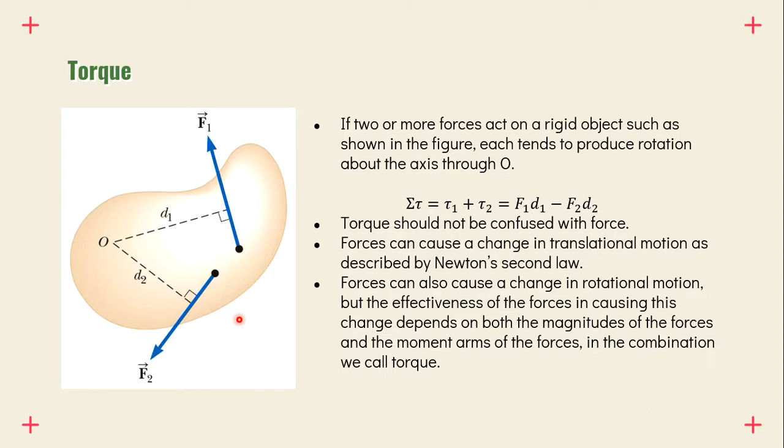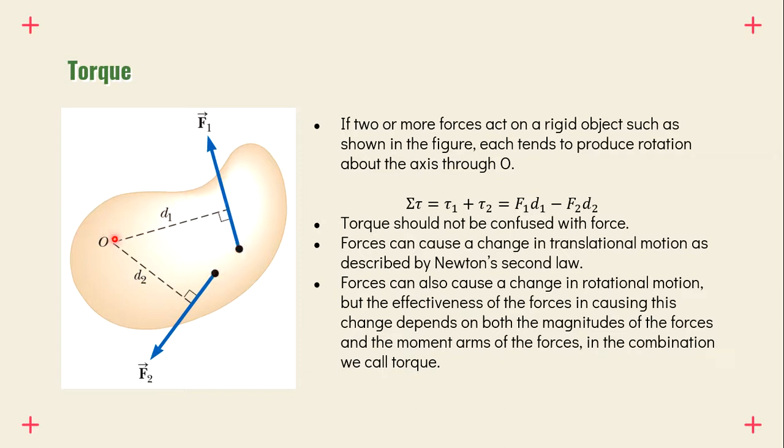So what about if two or more forces act on a rigid object to cause torque or to cause rotation? As shown in the figure, I have two forces here acting on the same object. If these forces act on a rigid object as shown, each tends to produce rotation about an axis through O. As you can see, they're not parallel. They may be intersecting, but they have different points of application.